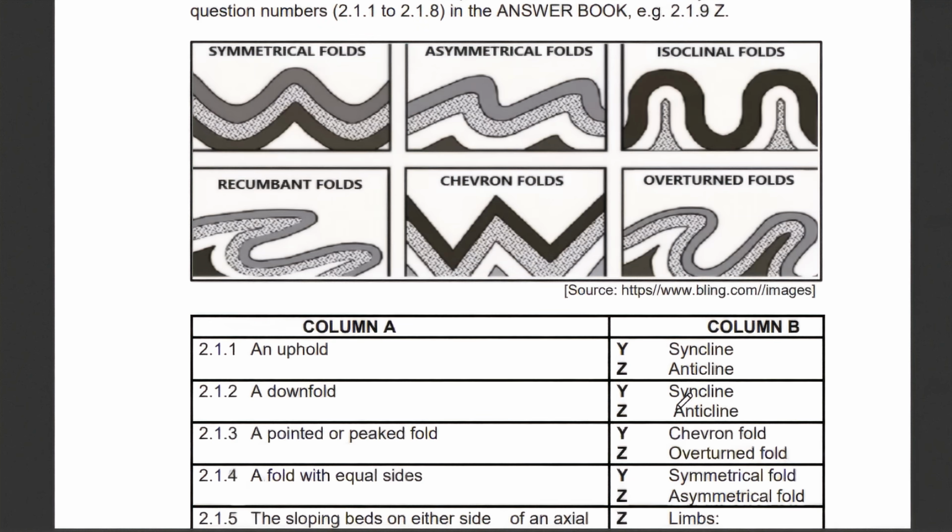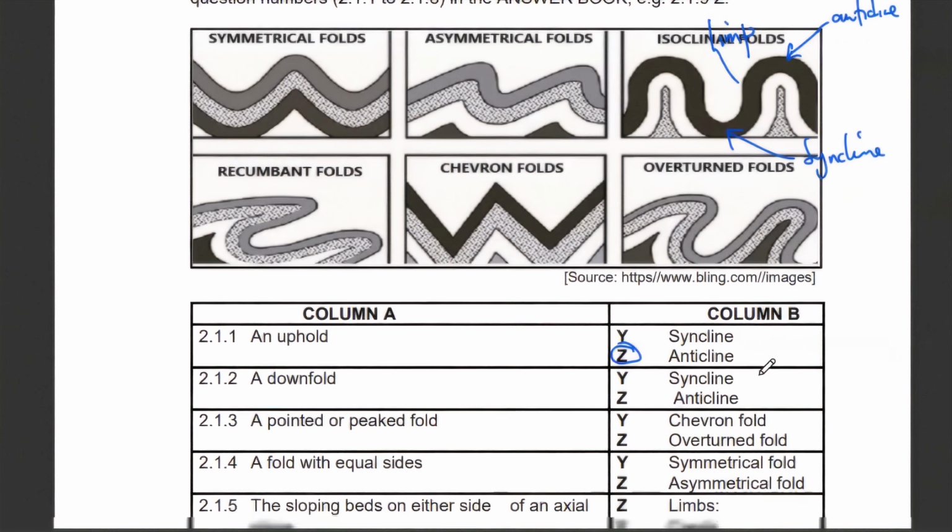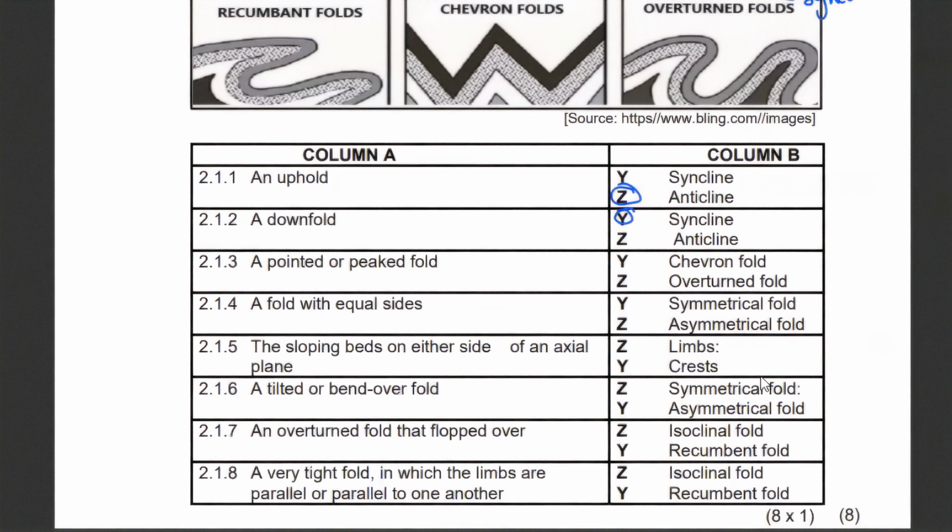The first question is saying an upfold. When you're looking at an upfold, you are saying this is the upfolded part of the fold, like this one here. The upfolded part we call an anticline, and this downfolded part is called a syncline, and then these are called the limbs of the fold. So the question is saying an upfold is an anticline. Then it says a downfold is a syncline. Then it says a pointed or peaked fold.